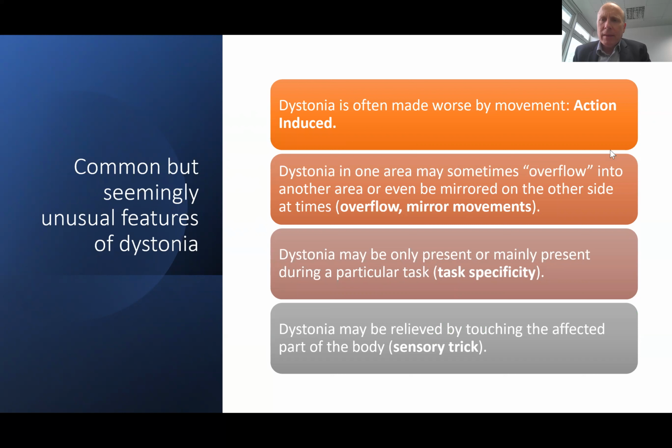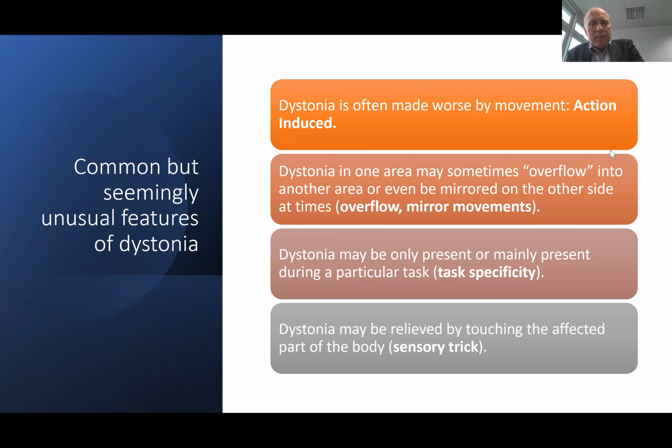So there's some things which people with dystonia experience which seem on the surface to be a little bit unusual or strange, but actually they're very common features of dystonia. So first of all, dystonia is often made worse by movement. So dystonia is often action-induced. And that might mean that somebody may be sitting still and they don't have too much dystonia, but when they go and move, the dystonia gets much worse.